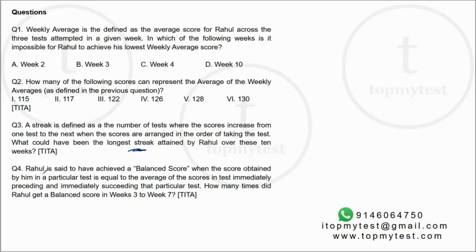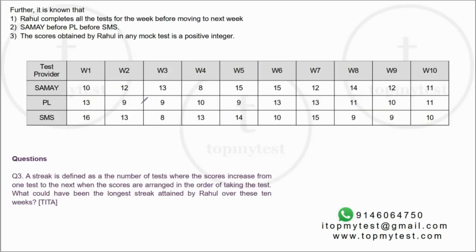And fourth says Rahul is said to have a balanced score when the score obtained is equal to the average of the test scores in the test immediately preceding and immediately succeeding that test. Okay, so this also does not require a lot of calculation. So we can first try 3 and 4, and then because you have to calculate averages, we can try first and second. So let's start with third and fourth and then go to questions 1 and 2. Okay, so I have summarized this information.